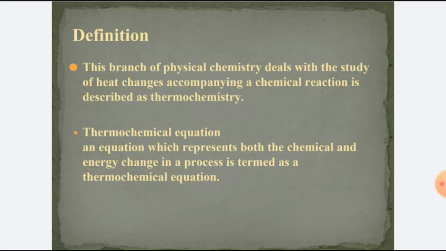The energy given out during a chemical change generally appears in the form of heat, while that which is absorbed may be in the form of thermal, electrical, or photoenergy. The amount of energy evolved or absorbed during a chemical change is the same for the same quantities of the reacting substances. And what is the thermochemical equation? An equation which represents both the chemical change and energy change in a process is termed a thermochemical equation.